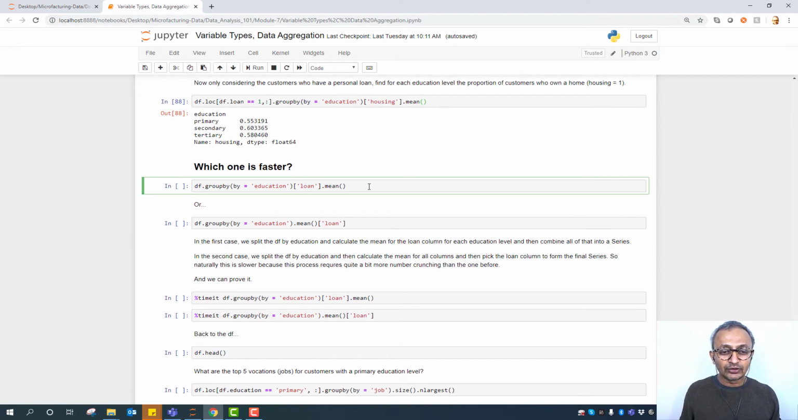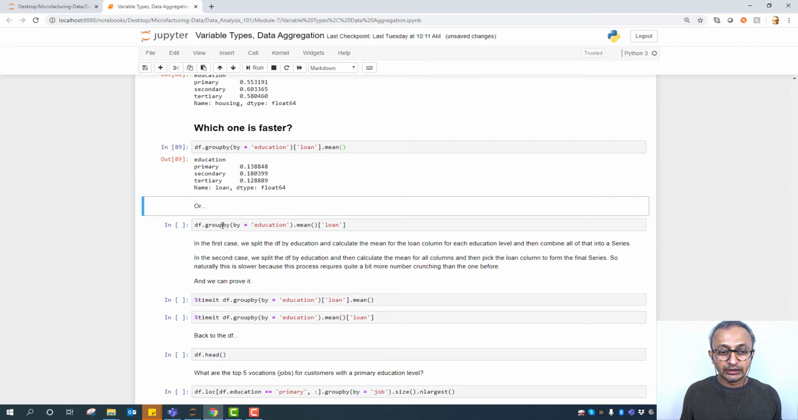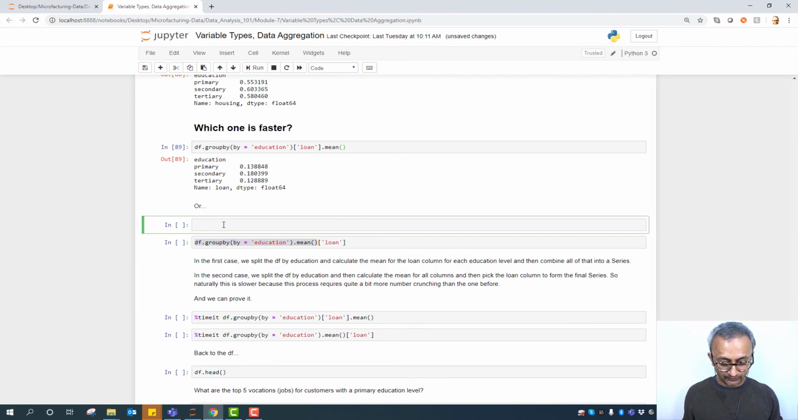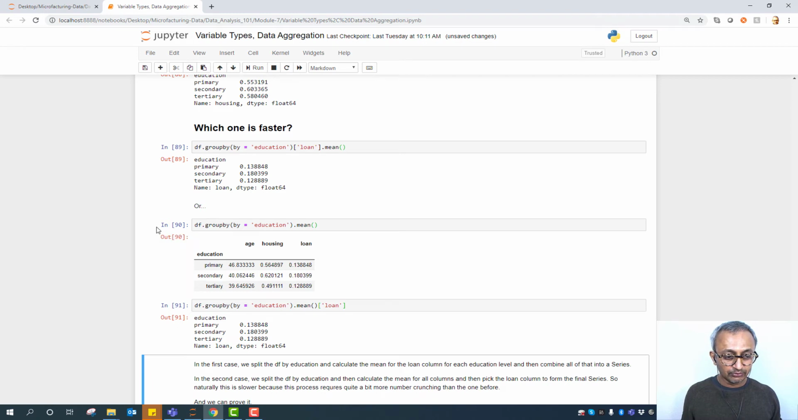Let's try to find out one thing. Which one do you think is faster? Here you're doing by education level for the loan column, and you're finding the mean. Here you're doing by education level, finding the mean first for all columns, and then picking the loan column out and reporting that. So both are doing the same thing.